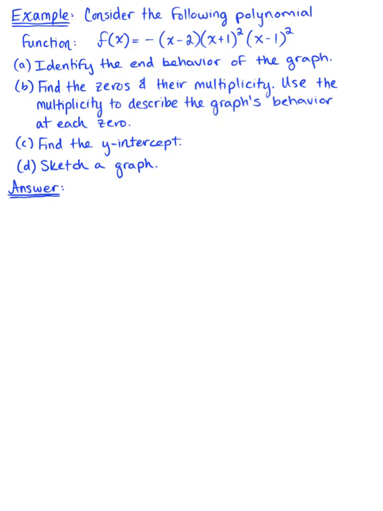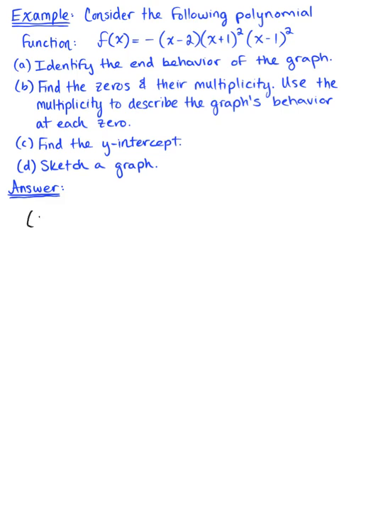Consider the following polynomial function. Here we are given f of x is equal to minus x minus 2 times x plus 1 squared times x minus 1 squared. Here we're being asked to identify the end behavior of the graph, to then find the zeros and their multiplicity, then to use this multiplicity to describe the graph's behavior at each zero. We're also asked to find the y-intercept and to sketch the graph.